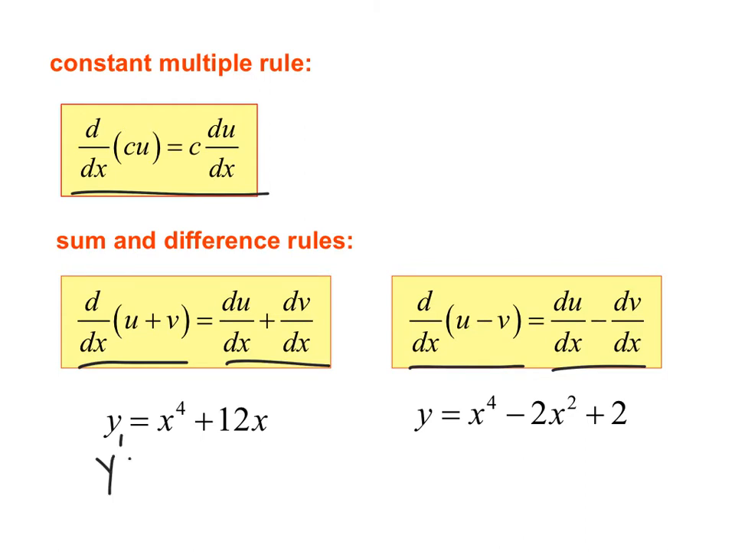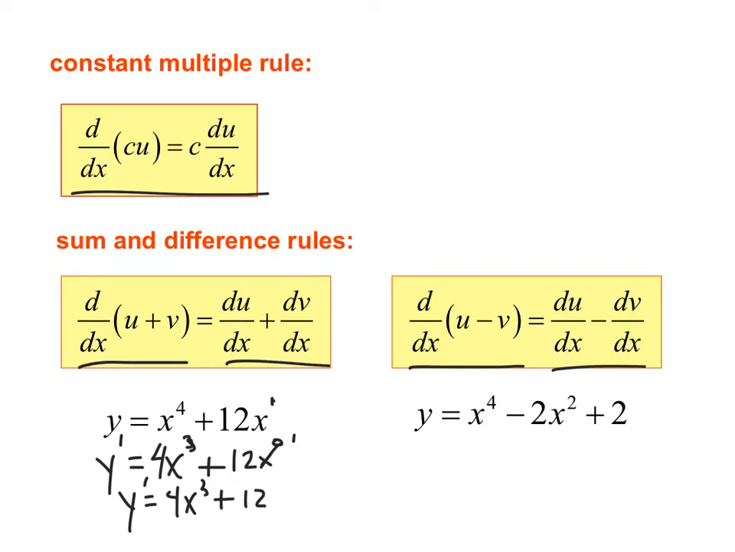So in this case, what's y'? Well, the derivative of x⁴, 4x³ using the power rule, plus the derivative of 12x. Well, that's x to the first power. Well, that would be 1 times 12, or 12x⁰. And what's anything to the 0 power? Well, that's just going to be 1, so it's plus 12.